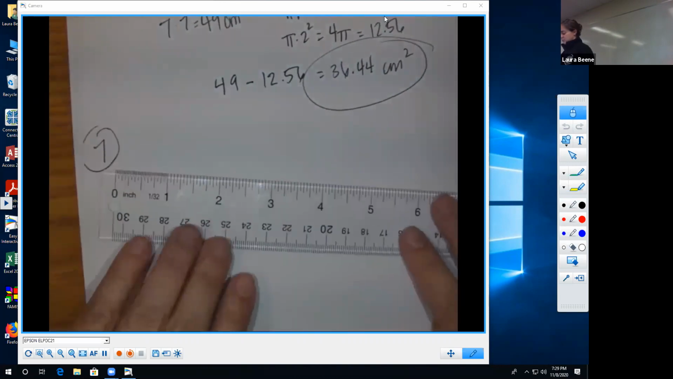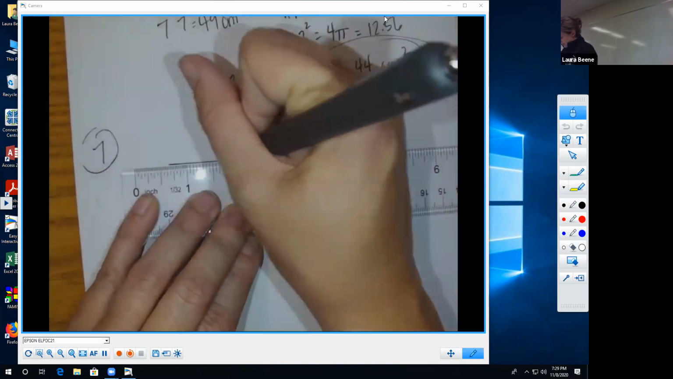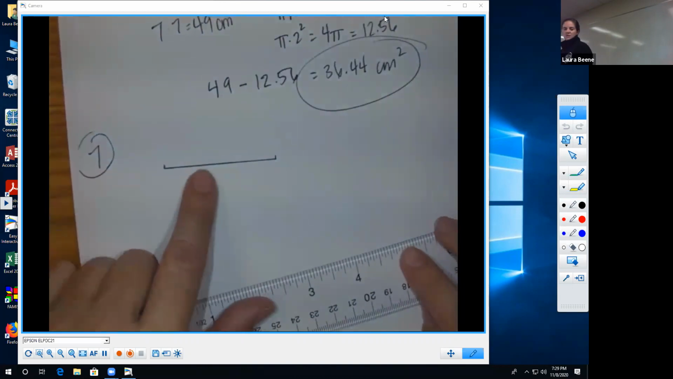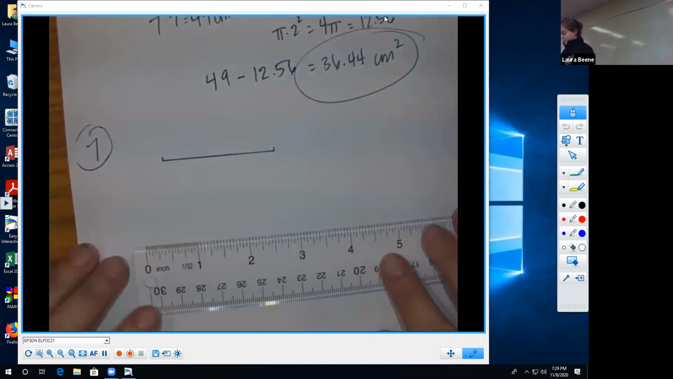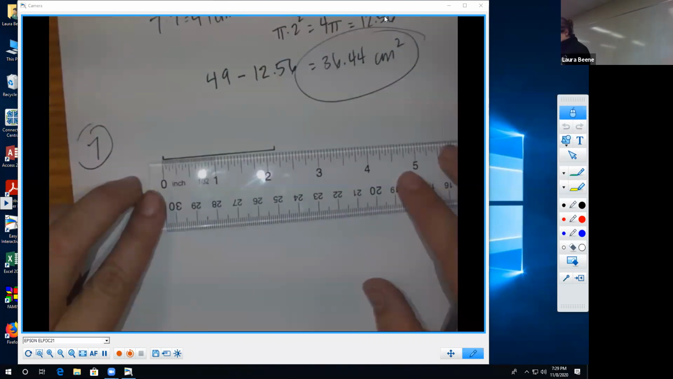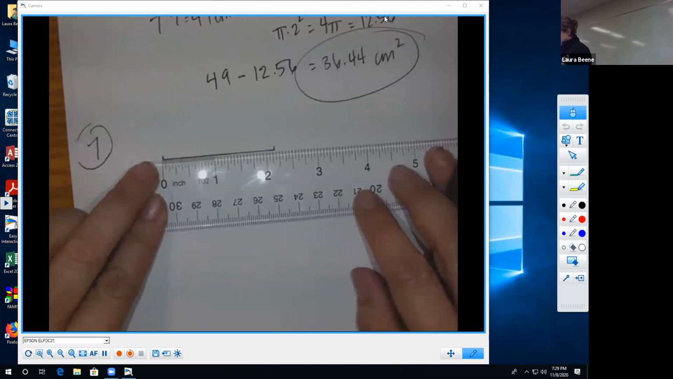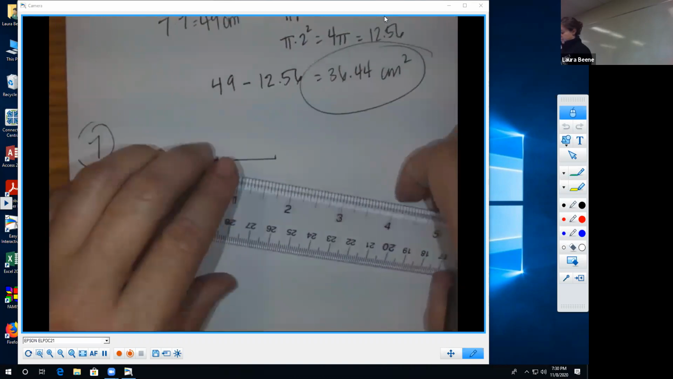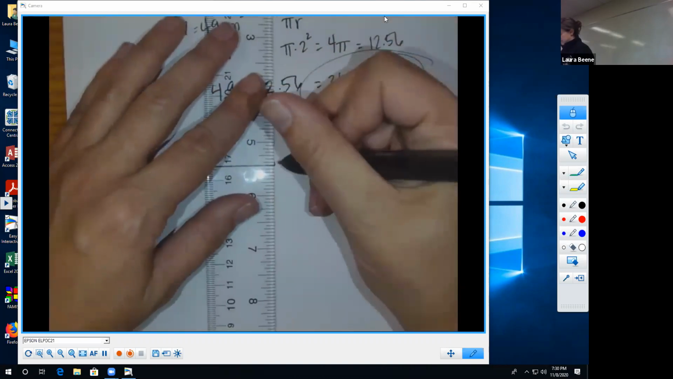Let me just draw something. I think it being 3D is causing more of a problem. So I want to measure how long this is. So I want to start right here. There you go, that's better. Line it up with the 0. And then to figure out where it stops, I'm going to make this a little bit longer so we can see through the ruler here.